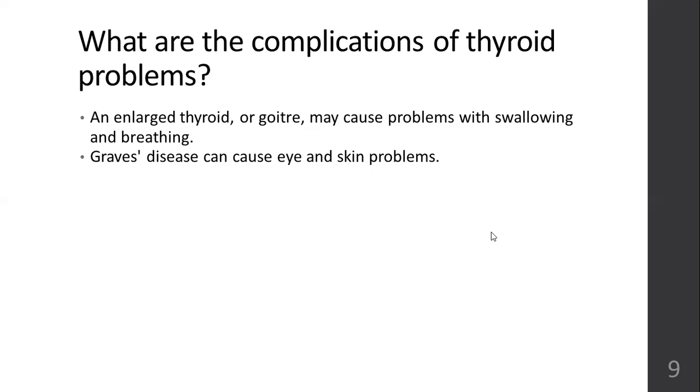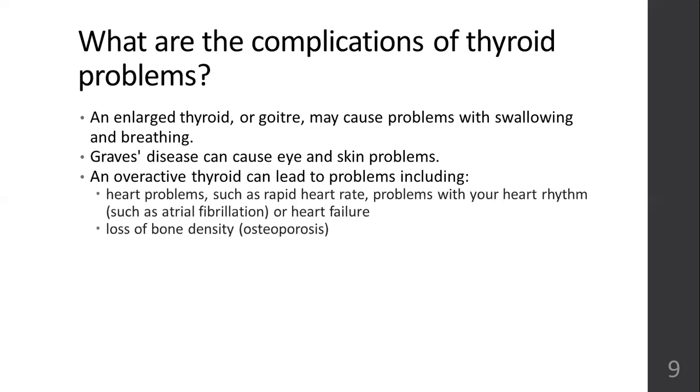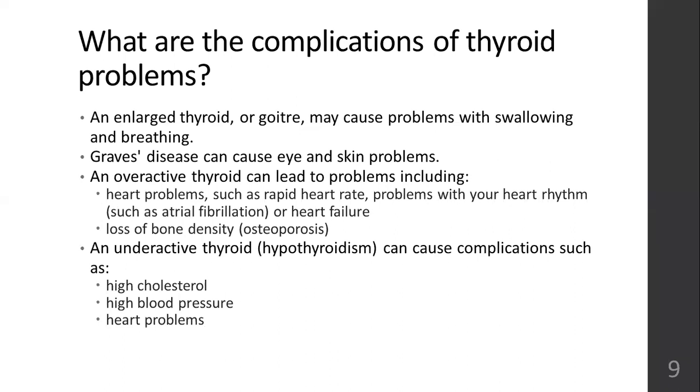Then Graves' disease can cause eye and skin problems. Graves' disease is an autoimmune disease, okay, where your own immunity is attacking the thyroid gland. An overactive thyroid can lead to problems like heart problems, rapid heart rate, which we see in hyperthyroidism, problems with your heart rhythm, cardiac arrhythmias, heart failure, okay, loss of bone density, and an underactive thyroid gland, that is hypothyroidism, can cause complications like high cholesterol, high blood pressure, heart problems, obesity, okay. So these are the complications of thyroid disorders.